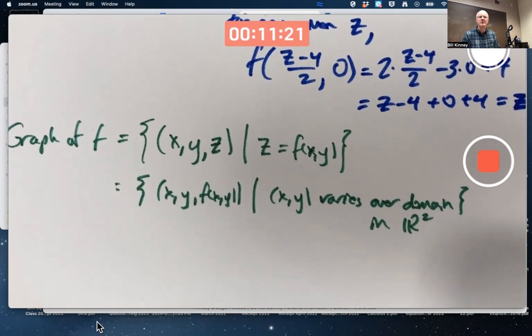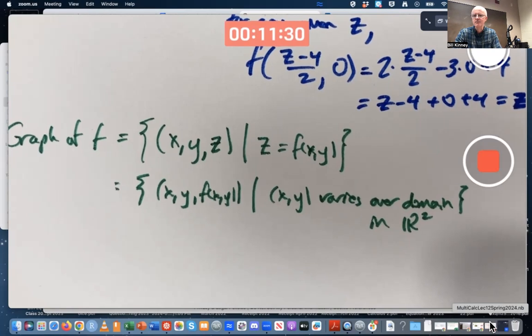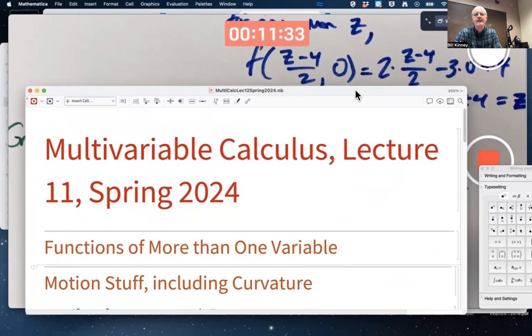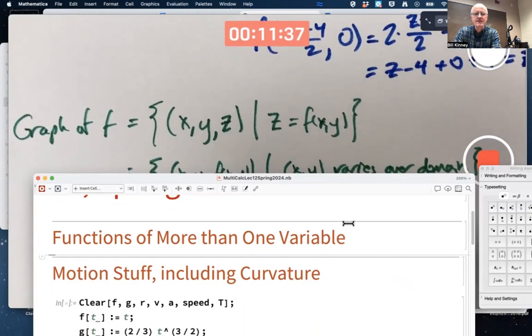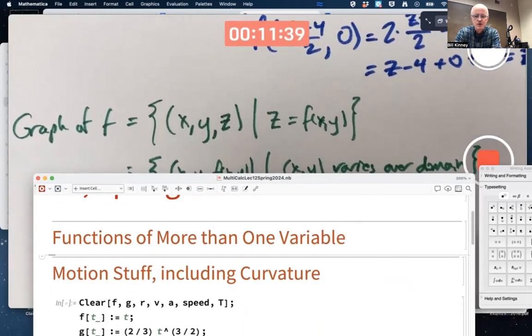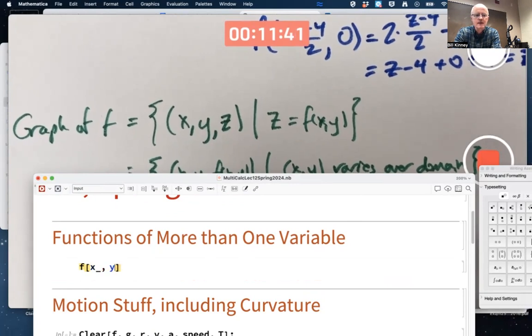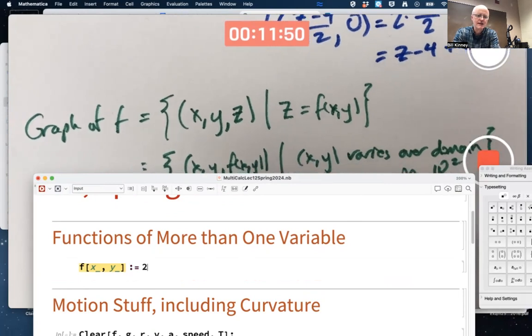But yeah, you'd have to plot a bunch of points, somehow connect those points with some smooth surface. Doesn't sound like a pleasant job. Technology can do it. Mathematica can do it. In Mathematica, first of all, if you want to define this function, do it with two inputs like this: f of x comma y. They're both variables. This function was 2x minus 3y plus 4.